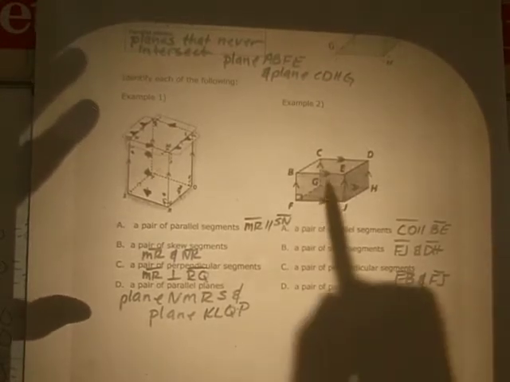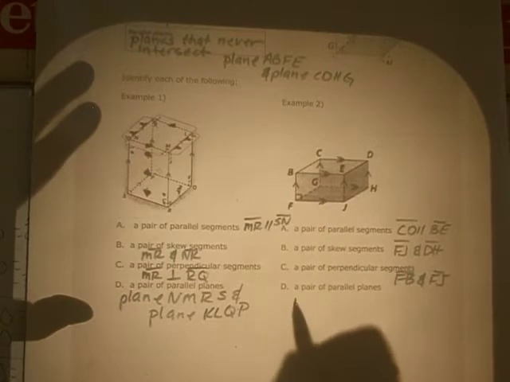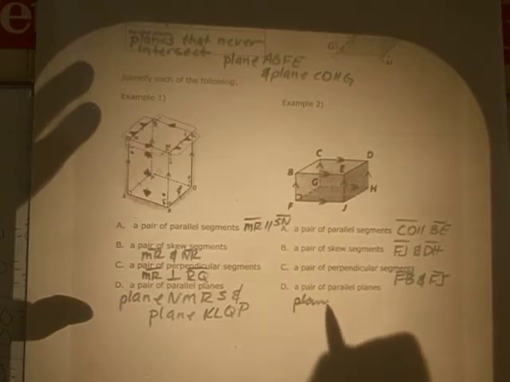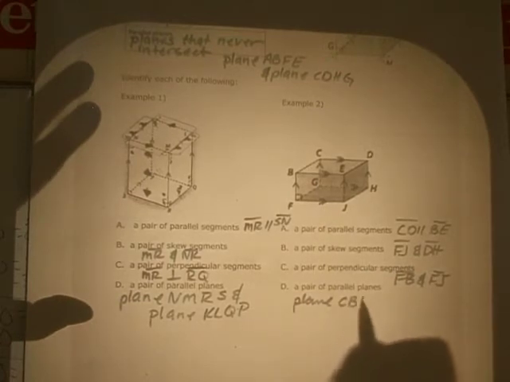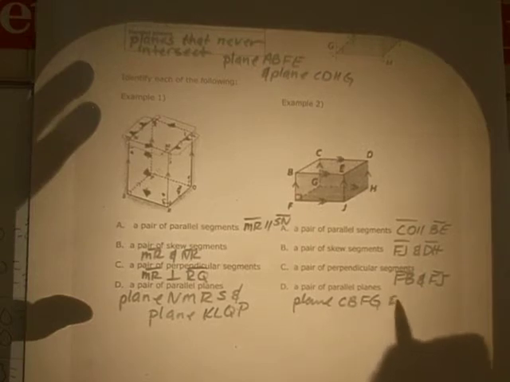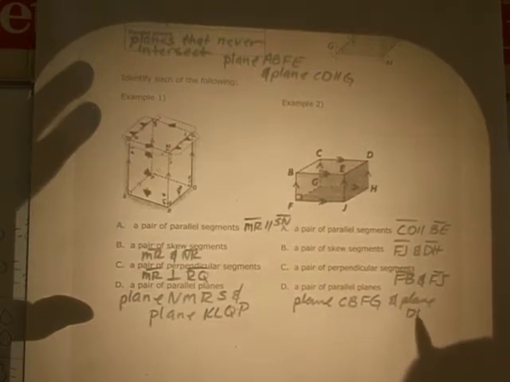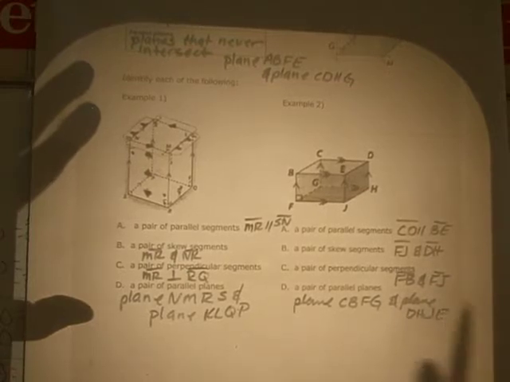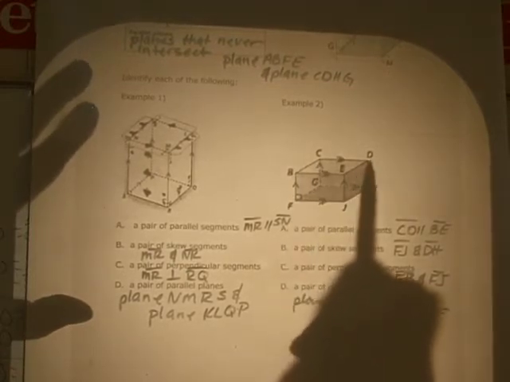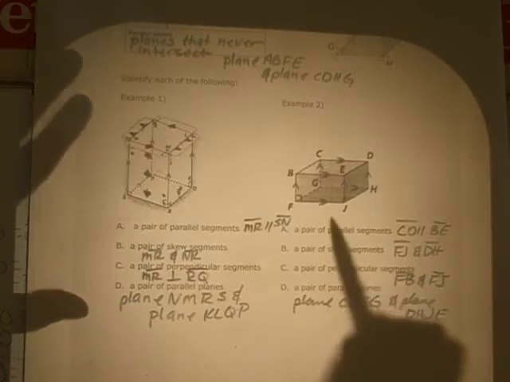And parallel planes, I think I'm going to do the left-hand one. Plane CBFG and plane DHJE. So the left-hand side and the right-hand side.